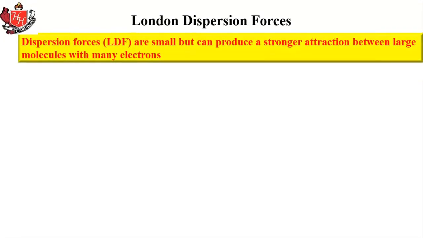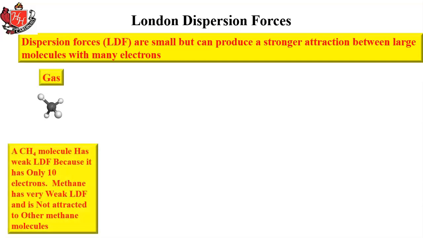Okay, so dispersion forces, London dispersion forces, LDF, are small but can produce a stronger attraction between large molecules with many electrons. So let's take some examples. Here's a gas, methane, CH4, one that we have a lot of experience dealing with. A CH4 molecule has weak London dispersion forces because it has only 10 electrons. If you count up C and 4 H's, that gives you 10 electrons in all. Methane has very weak London dispersion forces and is not attracted to other methane molecules. Therefore, methane at normal room temperature and pressure is a gas. It floats around.